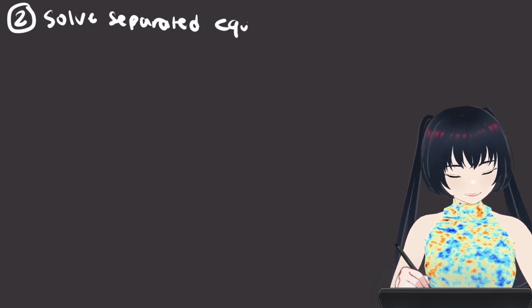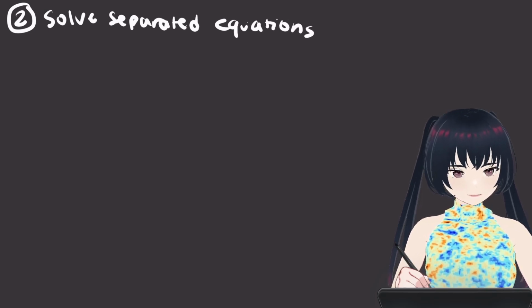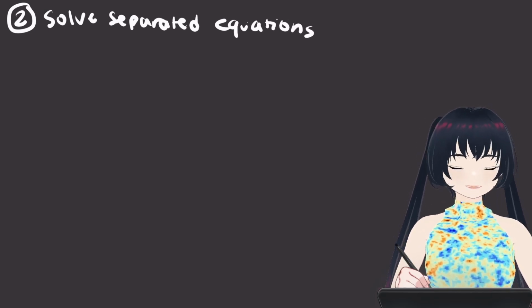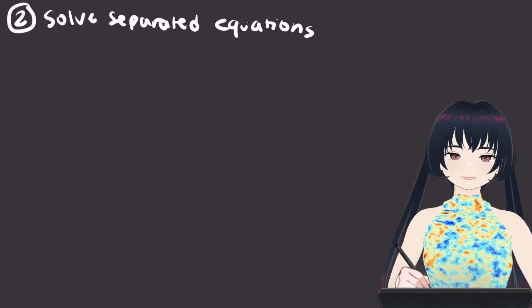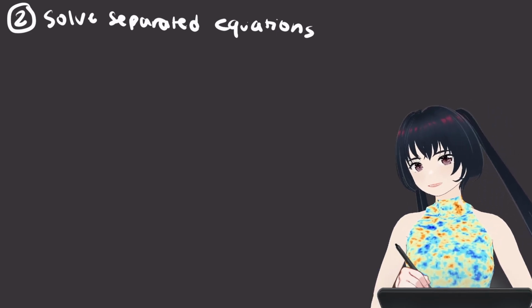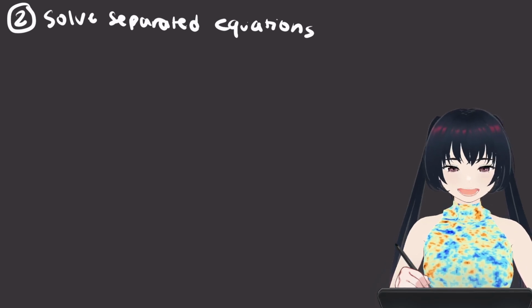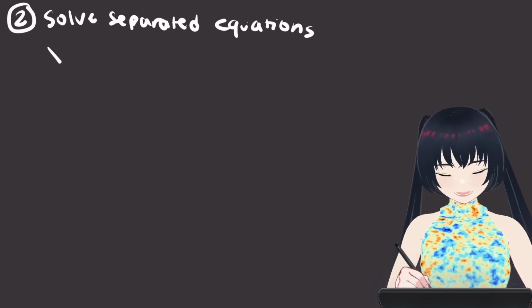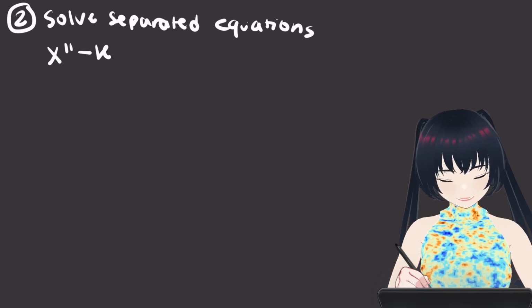So you might be wondering, how do you solve for these? We don't even know what k is. Well, we know that k can be one of three options. It can be either positive, negative, or 0. And we consider each of those different options. So let's start with the first separate equation.